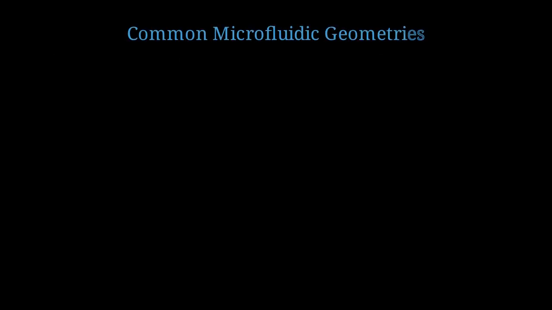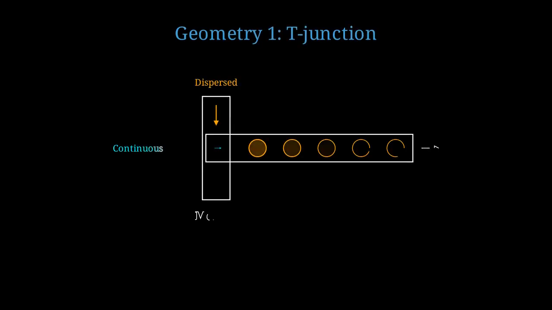There are 3 main microfluidic geometries used for droplet generation. Let me show you each one. The first and simplest is the T-junction geometry. In a T-junction, the dispersed phase flows perpendicular to the continuous phase. At the junction, the shear forces from the continuous phase pinch off uniform droplets. The droplets are all the same size because the forces are identical for each formation event.